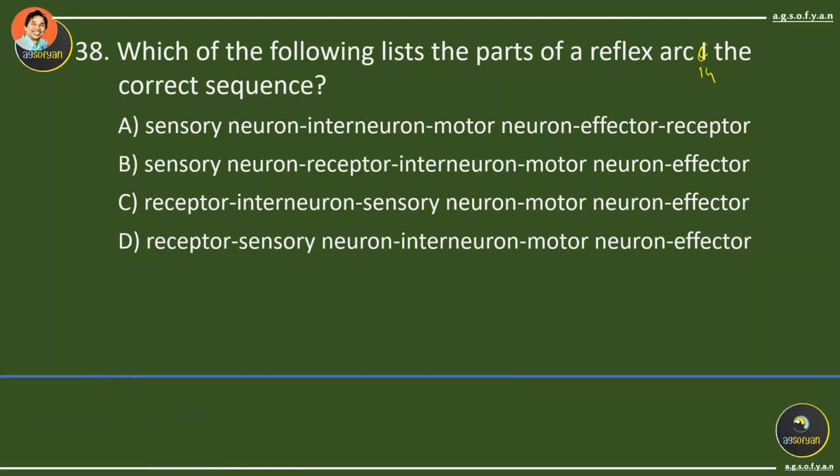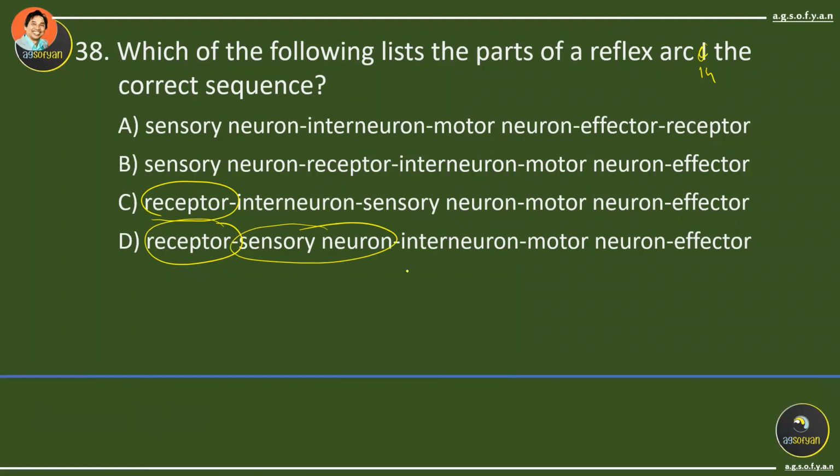Okay, so our nervous system work. Start with, of course, when we receive the stimulus. The part of the nervous system that receives the stimulus is called the receptor. So that should be the first one over here. And then that information will be carried by the sensory neurons. So the next one will be the sensory neuron.